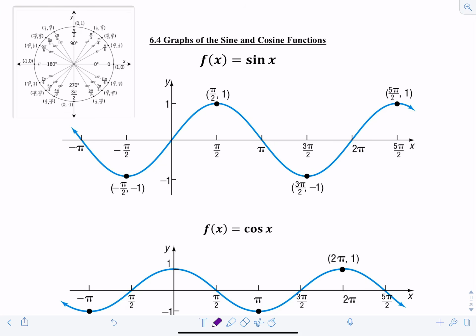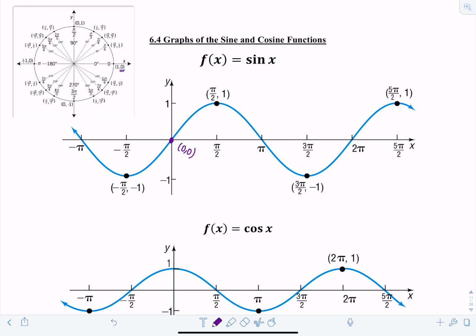Section 6.4, we will be graphing the sine and cosine functions. Let's first take a look at the basic parent function f of x equals sine x. If you'll notice, the first key point is (0, 0), so sine of x goes through the origin. This should make sense. I put the unit circle up here in the left corner so you can see that when we're at 0 degrees or at 0 radians, sine, which corresponds with the y coordinate, is equal to 0.